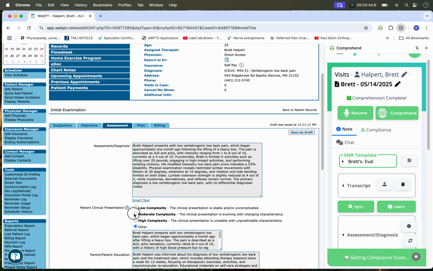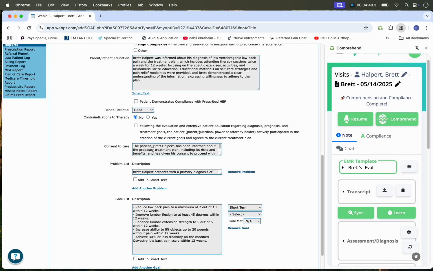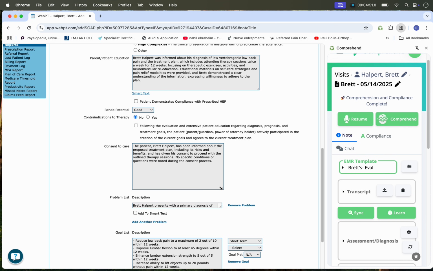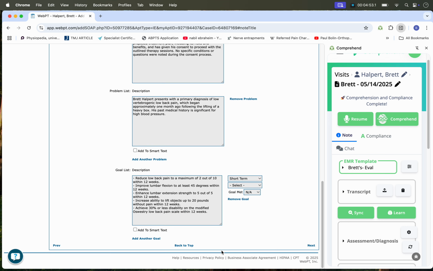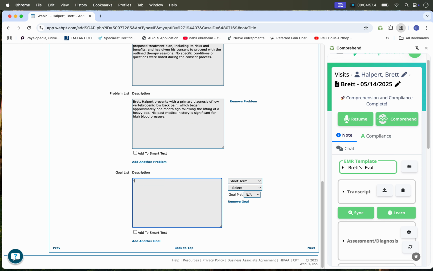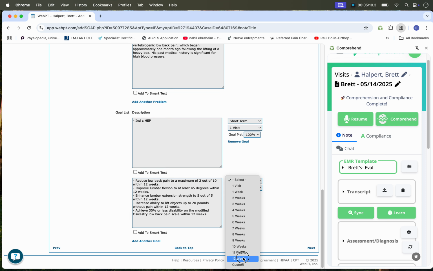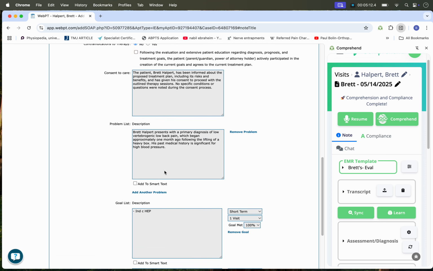Here's our assessment. It gives us goals. The system will delete that for daily notes, so I add in "patient will be independent with their home exercise program" for the first goal, and then list the other goals after that. That way these don't delete when you do your next daily note.